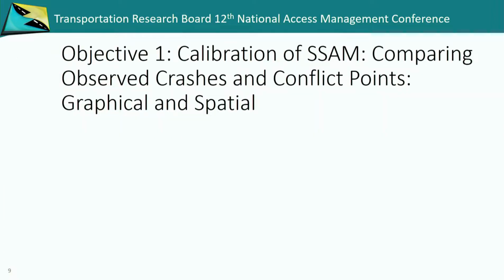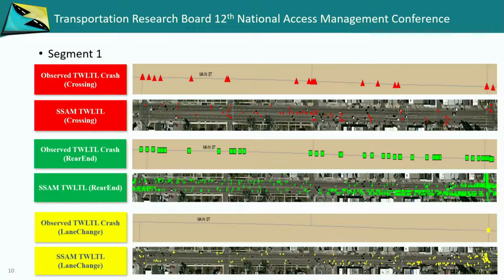So then we looked at two different objectives. First, we've got to calibrate and see if we can actually use this SSAM model. Does it make sense? Does it kind of line up with where actual crashes are occurring? So that was our first objective. We looked at that in both a graphical method and in a theoretical numbers type method.